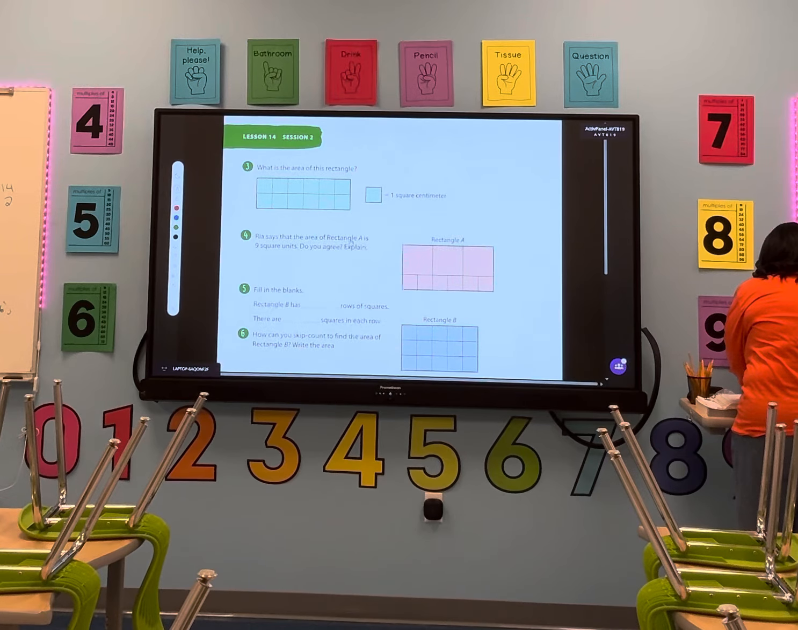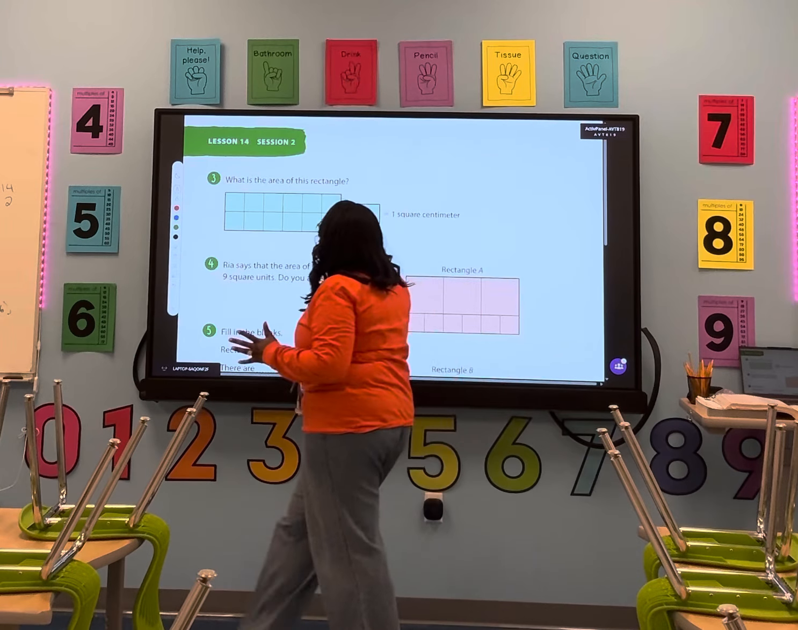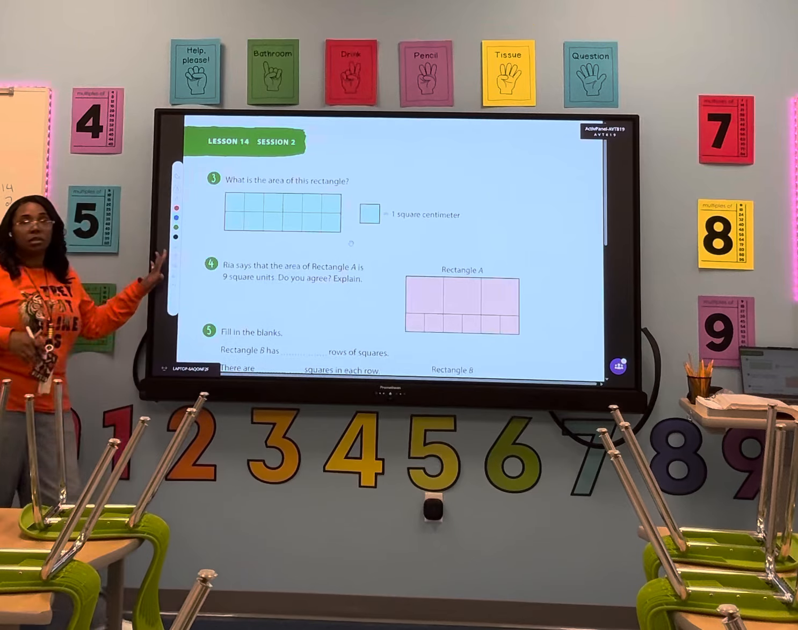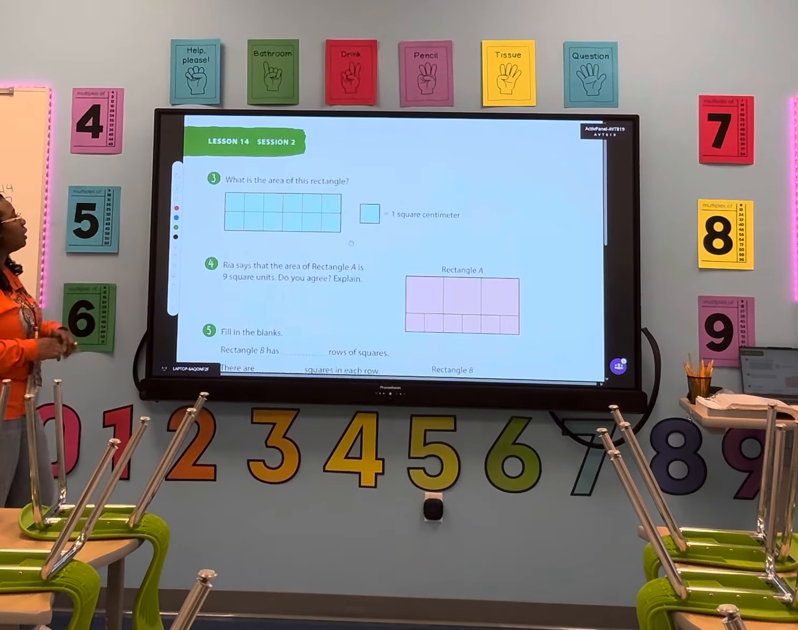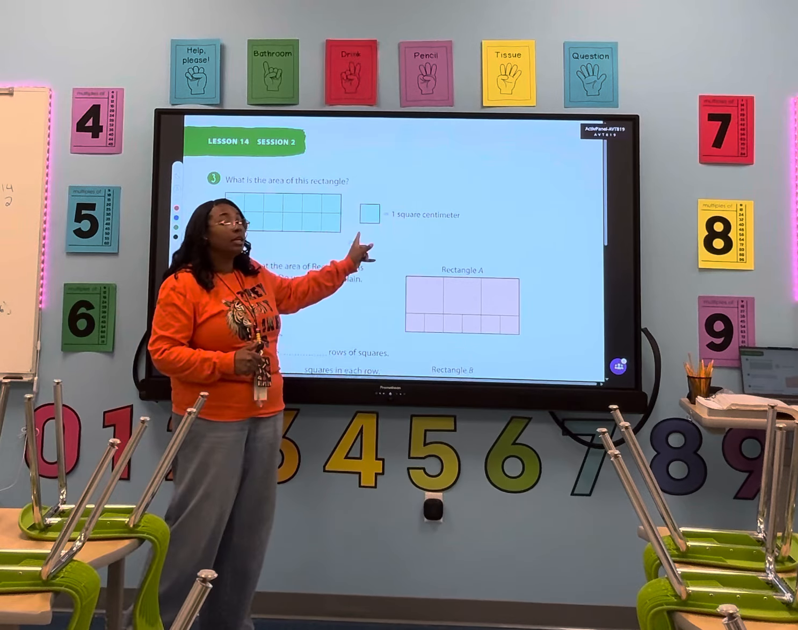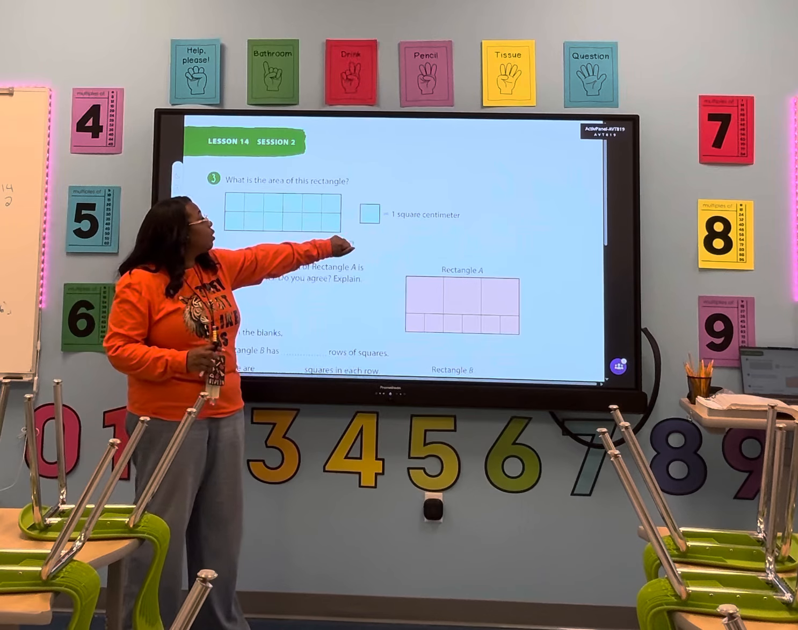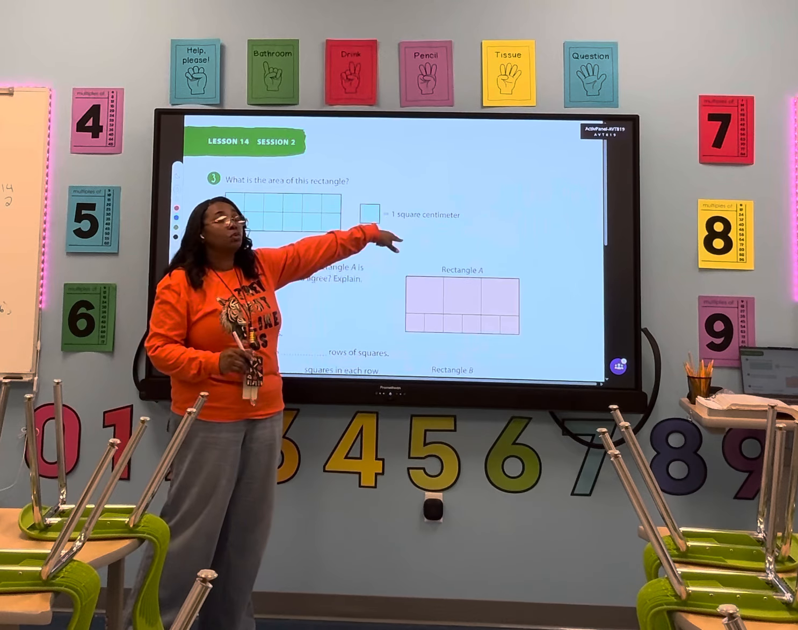Make it a little bigger. All right, so now this is the back side of that page. This is 310, and it says for number 3, what is the area of this rectangle? Again, they're giving us a key to let us know what each square is, and this is a centimeter square. So it says each one of those squares equals 1 centimeter.